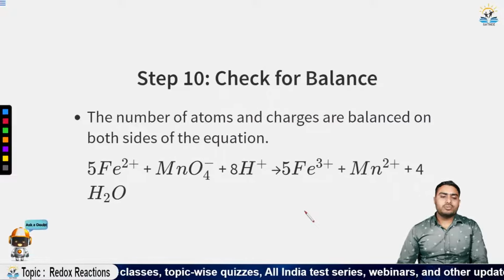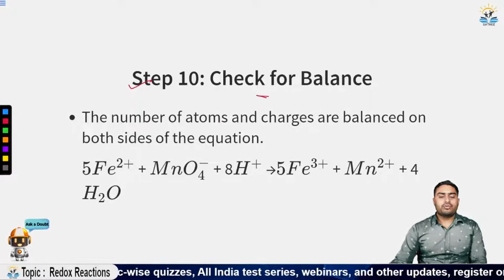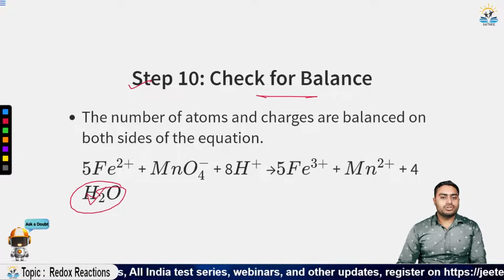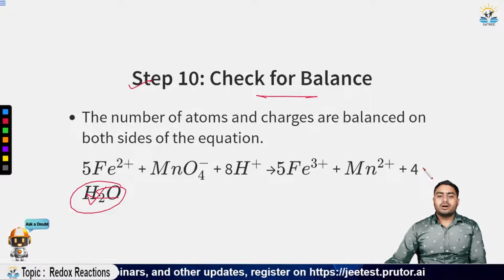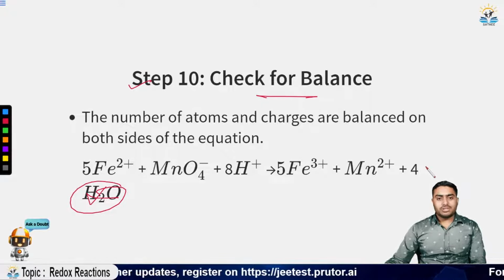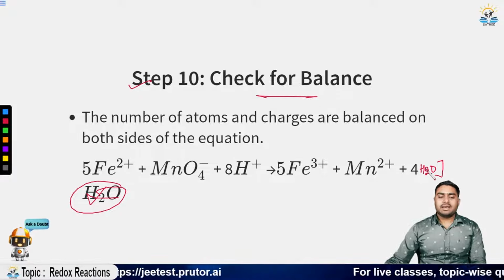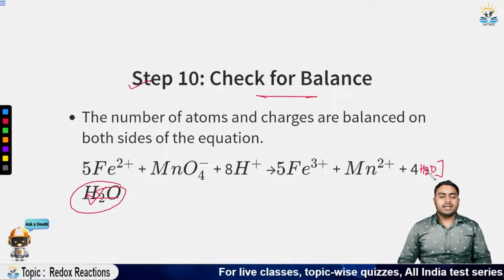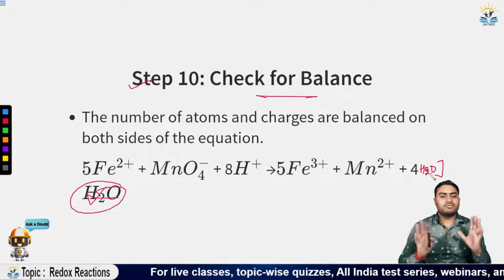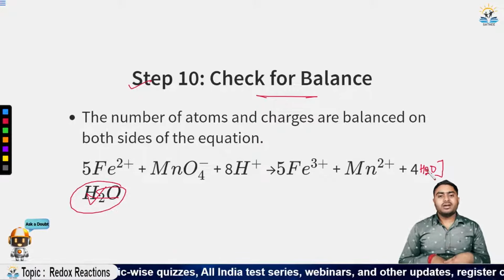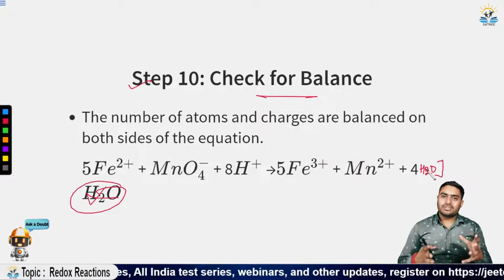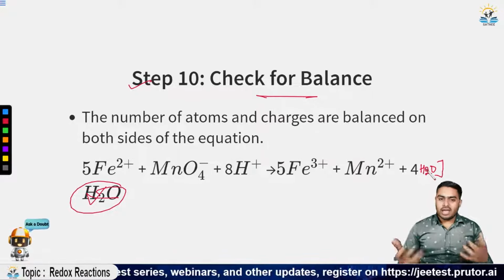The next part is going to be very simple. Step 10, check for balancing. 5Fe2 positive plus MnO4 negative plus 8H positive gives 5Fe3 positive plus Mn2 positive plus 4H2O. This will be the final balanced chemical equation. The number of atoms and the charges are balanced on both sides. You can see 5Fe, 5Fe, which we have checked already, 1Mn, 1Mn, 8 hydrogen, 8 hydrogen, and 4 oxygen, 4 oxygen. And the charges are also equal on both sides.